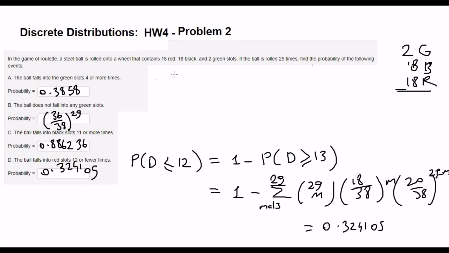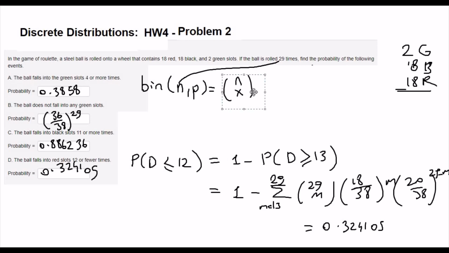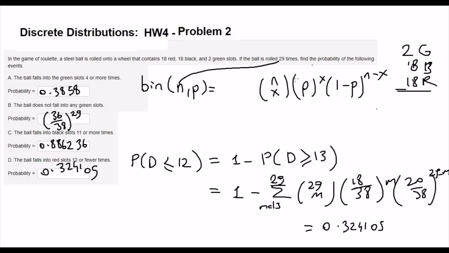For these types of questions, you need to remember that binomial with parameters n comma p, n is the number of trials, p is the probability of success, and choose x. Normally it is n choose x times p to the x, 1 minus p to the n minus x, but if you're adding and counting, then you have to use the summation sign, where m is starting from some point to some point. That's it for this problem.